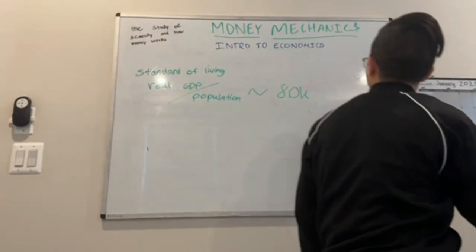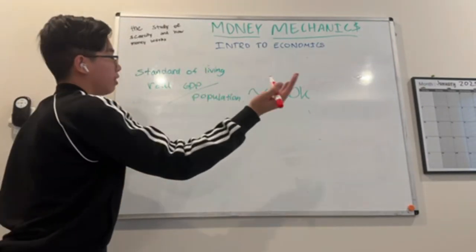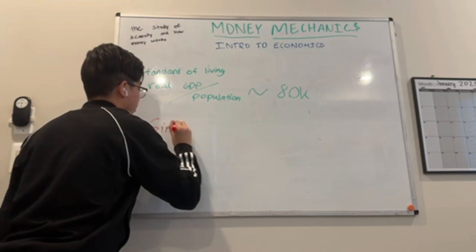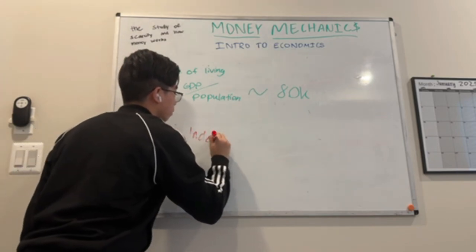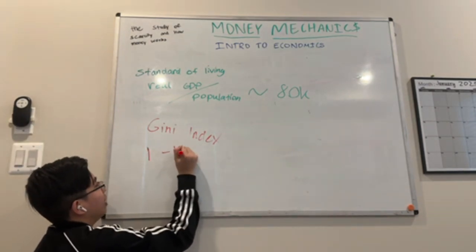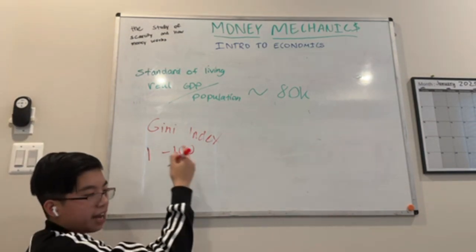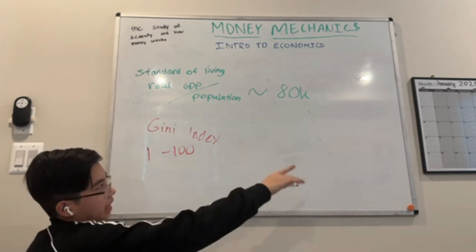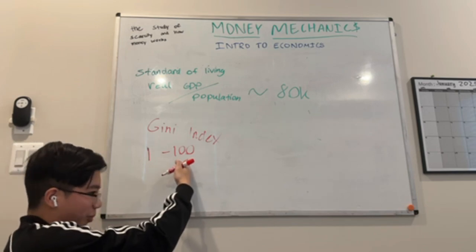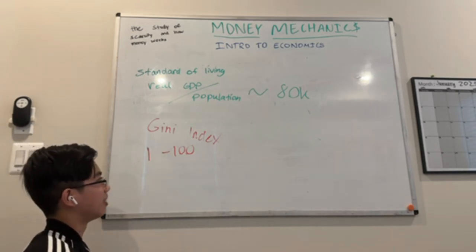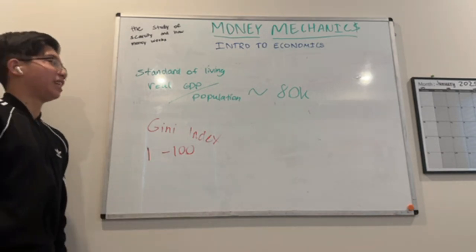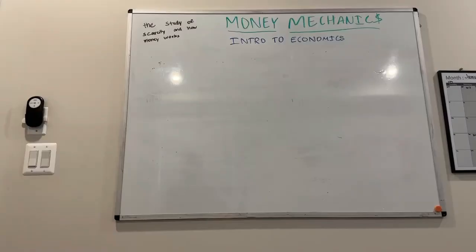We find the distribution of this 80,000 to each person by using the Gini index. The Gini index goes from 1 to 100. 1 being everyone is equal. Everyone has the exact $80,000 a year. Or 100 means it's super unequal, as in one person has all the money, no one else has money. That's what 100 on the Gini index means. I don't think any country has such a horrible Gini index.